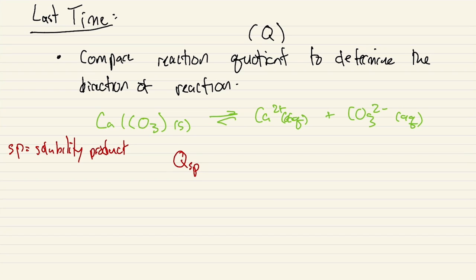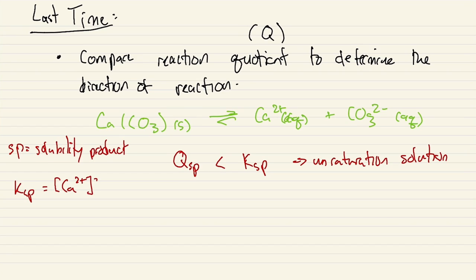And so if QSP was less than KSP, right, our equilibrium solubility, what kind of solution did we have? Unsaturated solution, right? This was an unsaturated solution. And we can write that, right, because if we look at KSP equals [Ca2+][CO3 2-], right? This is what our solubility product is actually equal to.